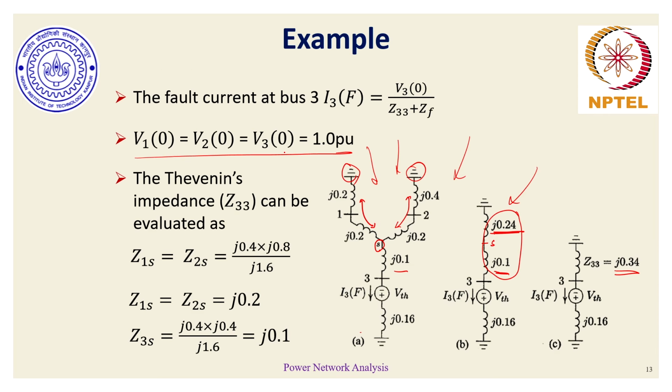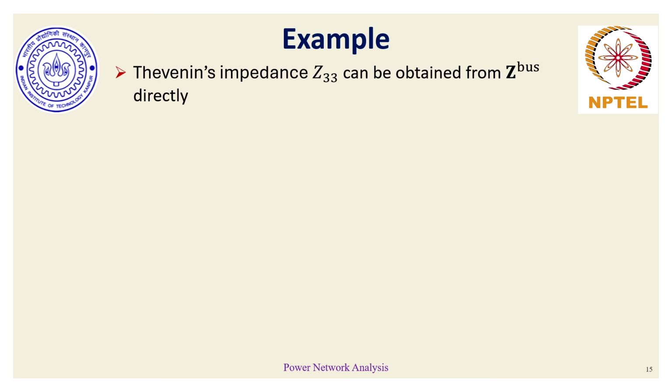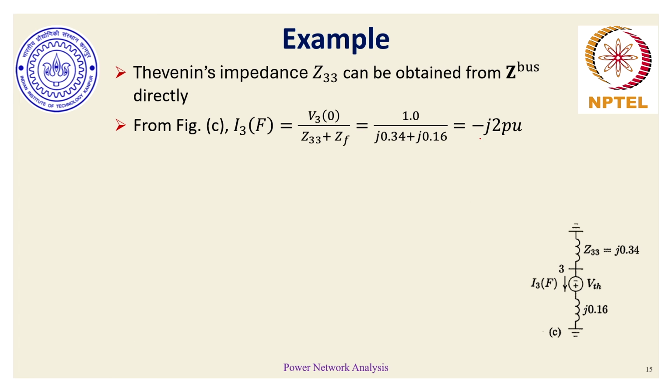And I have also discussed that in slide number 11. So once my pre-fault voltage is known, I can find the fault current. I3F is minus J2 PU. The question was to find the fault current, which we have now found. Can we find the generator's contribution?